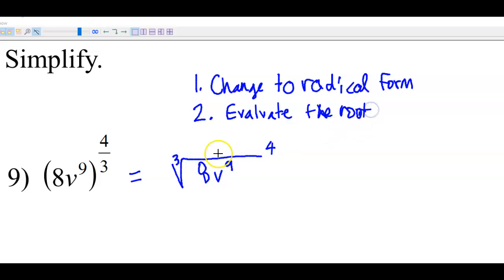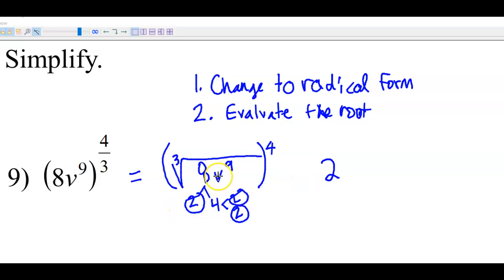Okay, so you're going to evaluate the root. You're going to completely ignore this 4 at first. We're just going to do this part. The 4 is still there, but we're going to just ignore it while we simplify this piece. So I'm going to actually take the cube root of 8v to the 9th. So I'm breaking down 8. 8 is 2 times 4, and 4 is 2 times 2. And again, this is a cube root. So because there are 3 2's under a cube root, that means I can bring a 2 outside the cube root. V to the 9th, that's V 9 times, right?